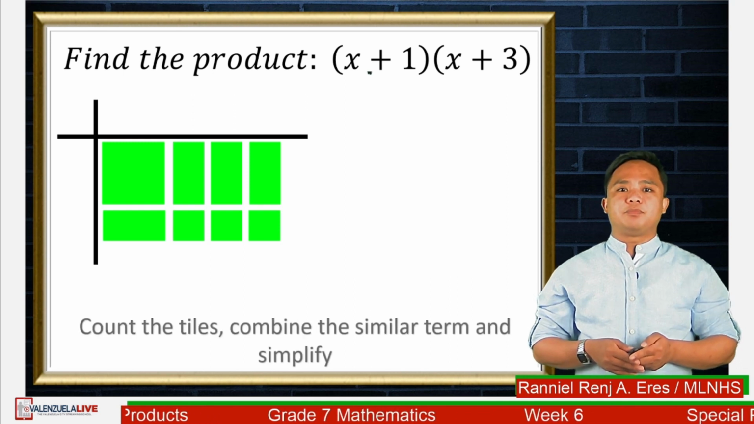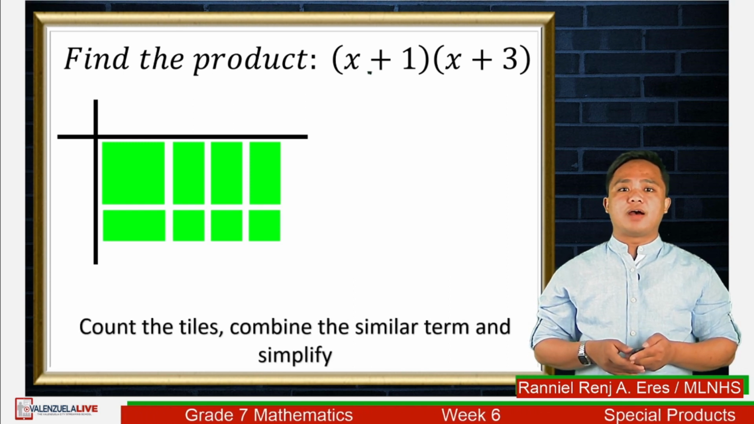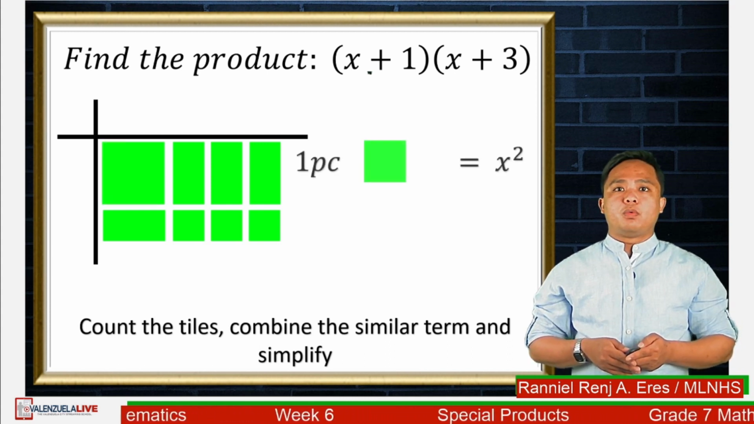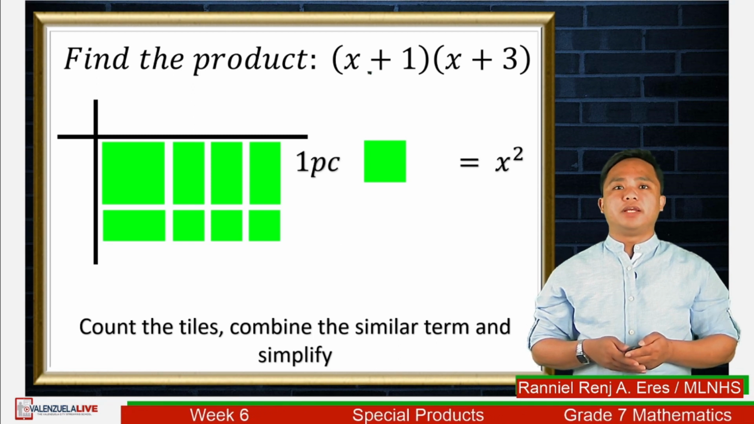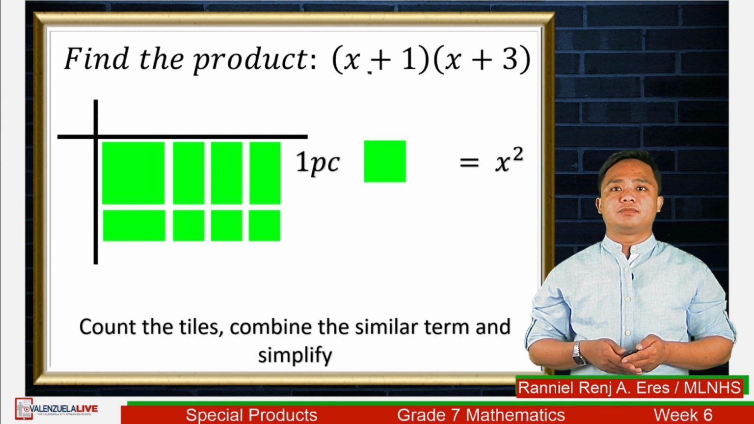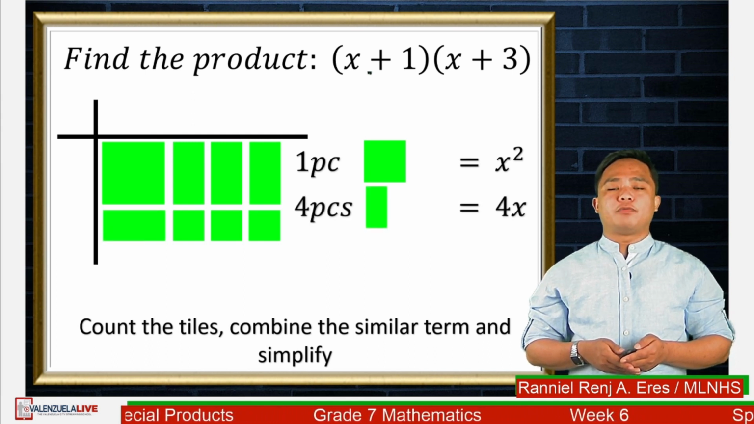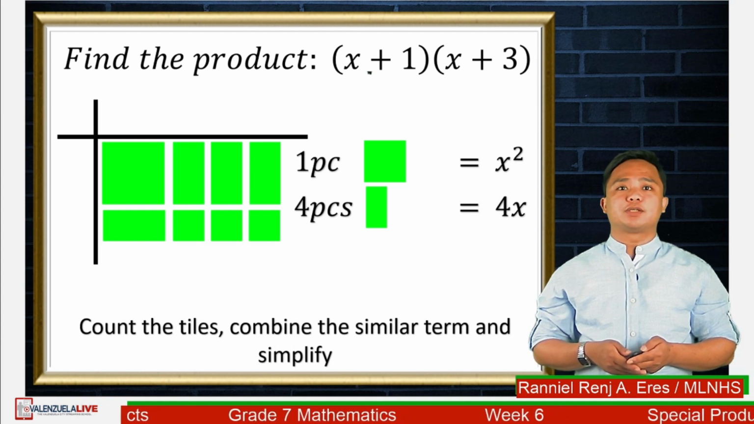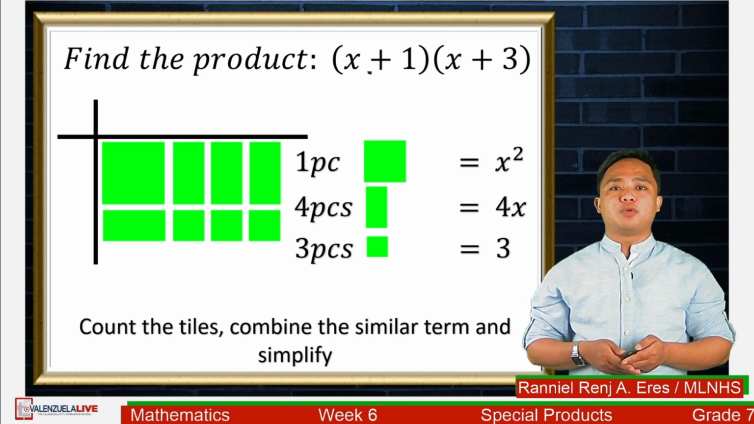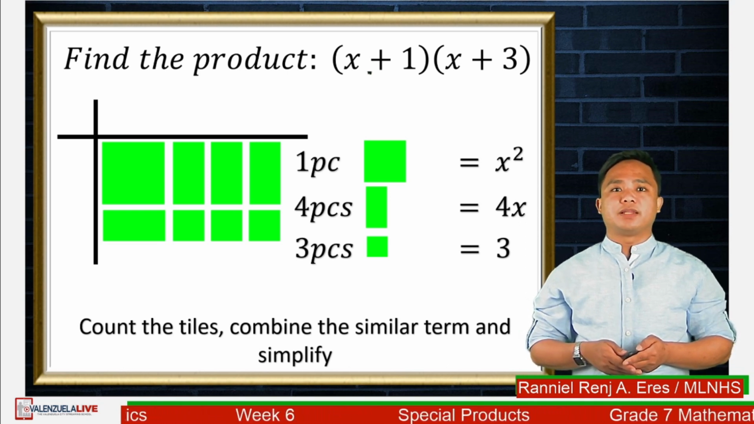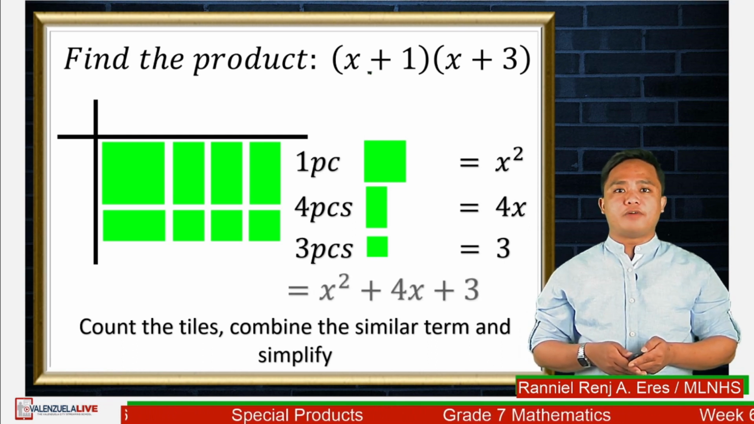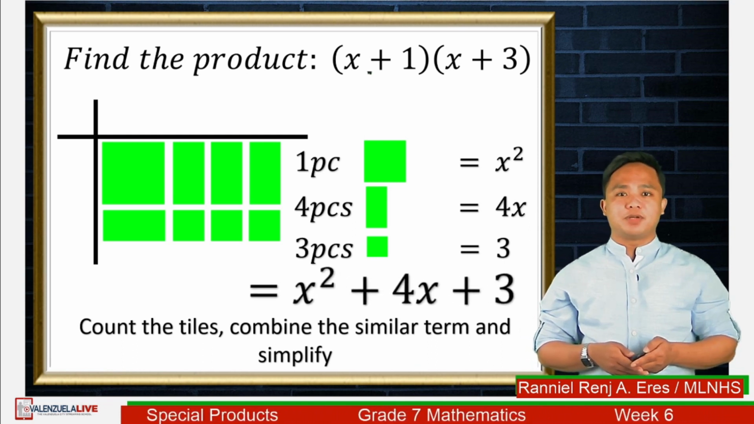For our last step, we will count the tiles that we have after multiplying. We have one piece of big green square, which represents x squared. We have 4 pieces of green rectangle tile, which represents 4x. And we have 3 pieces of small green square, which represent 3. If we combine these, we have a final answer of x squared plus 4x plus 3.